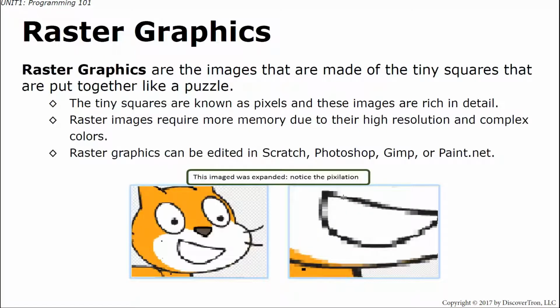Next, we have raster graphics. Raster graphics are images made of tiny squares that are put together like a puzzle. You'll see these quite a bit when we work inside of Scratch because raster graphics are very convenient. The tiny squares are known as pixels, and these images are rich in detail.